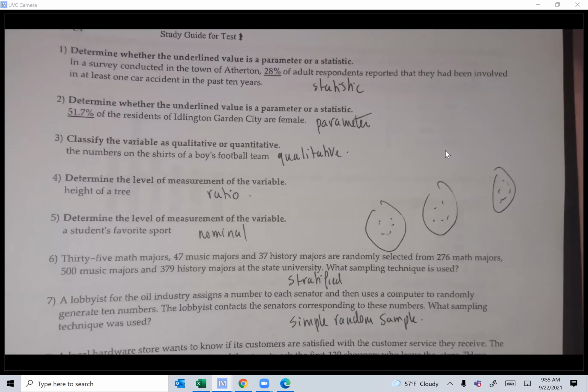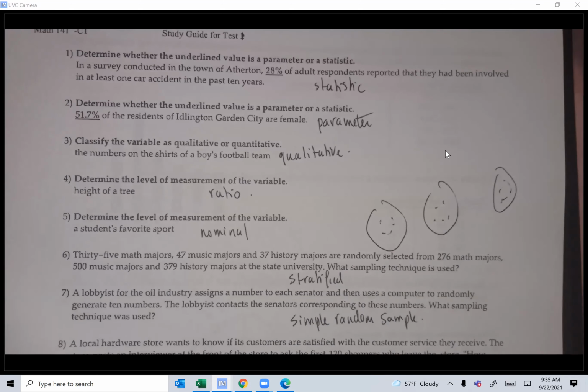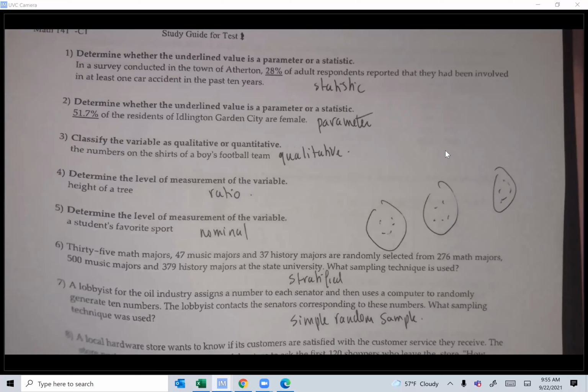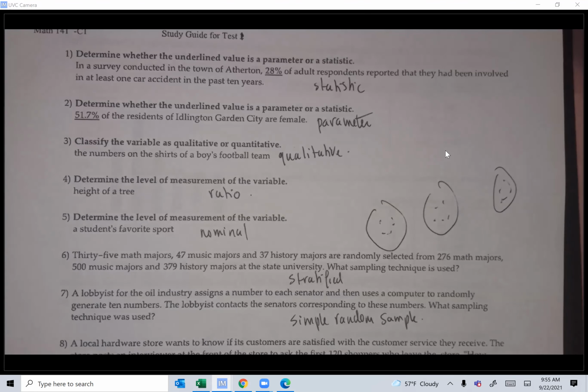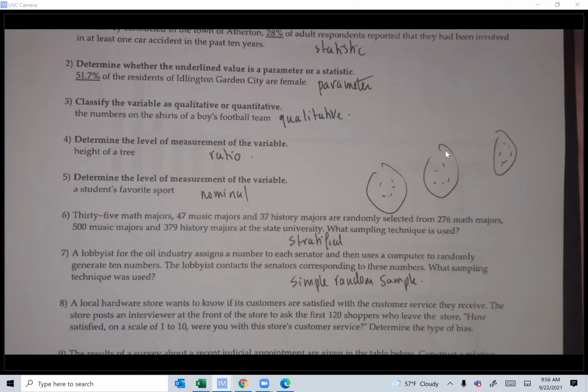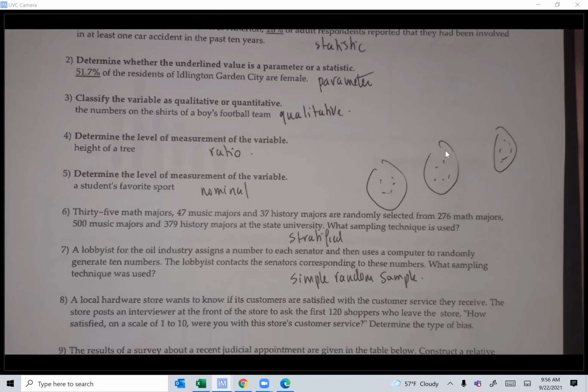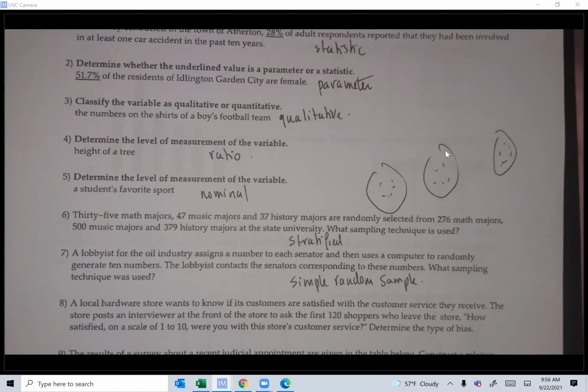Number 8. Okay, let's see. A local hardware store wants to know if its customers are satisfied with the customer service they receive. The store posts an interviewer at the front of the store to ask the first 120 shoppers who leave the store, how satisfied on a scale of 1 to 10 were you with the store's customer service? Determine the type of bias.